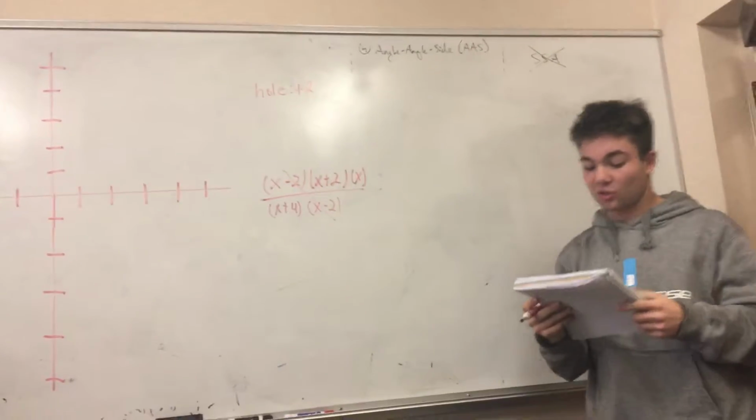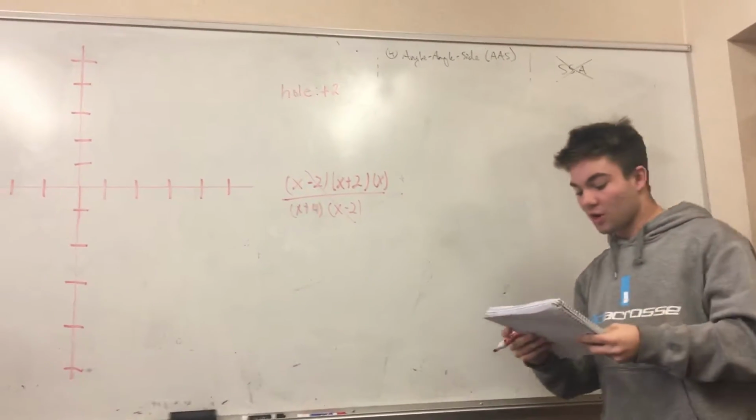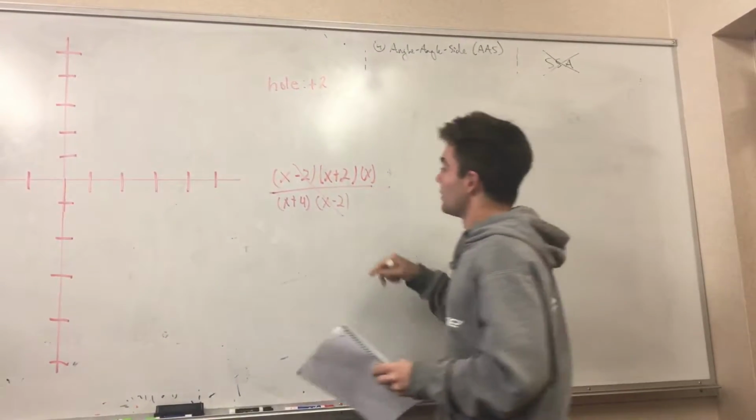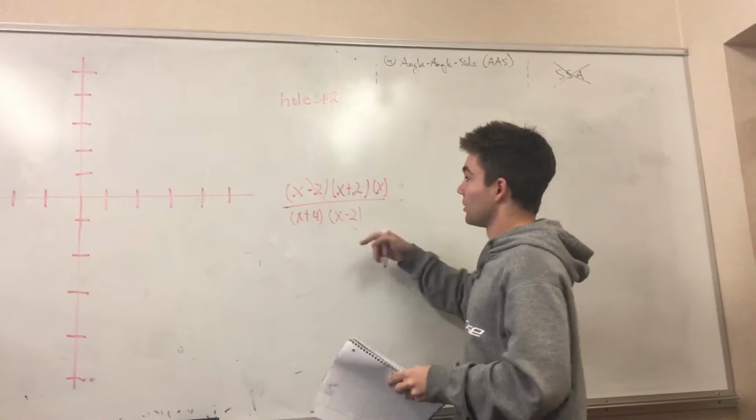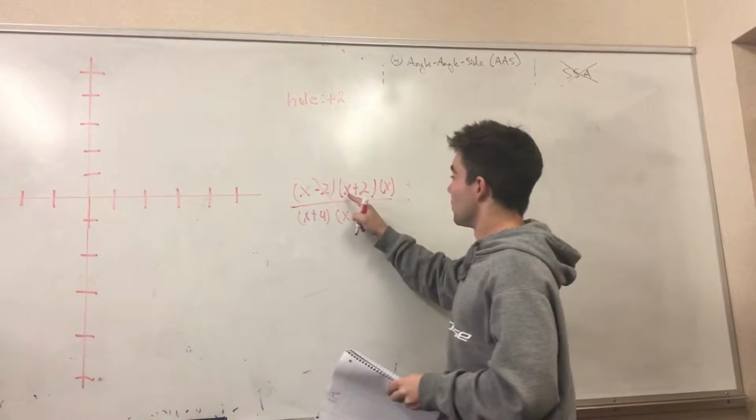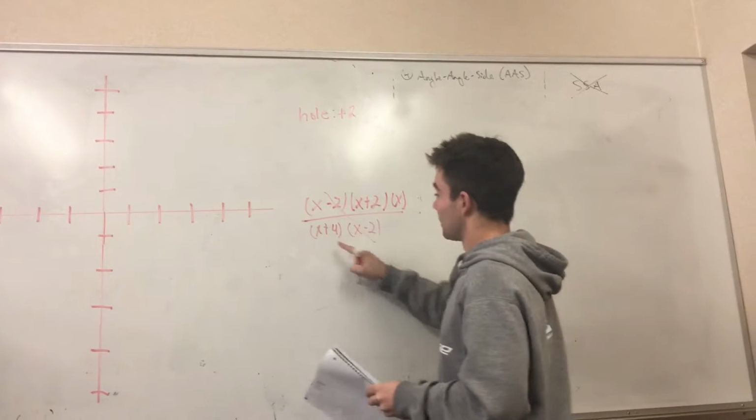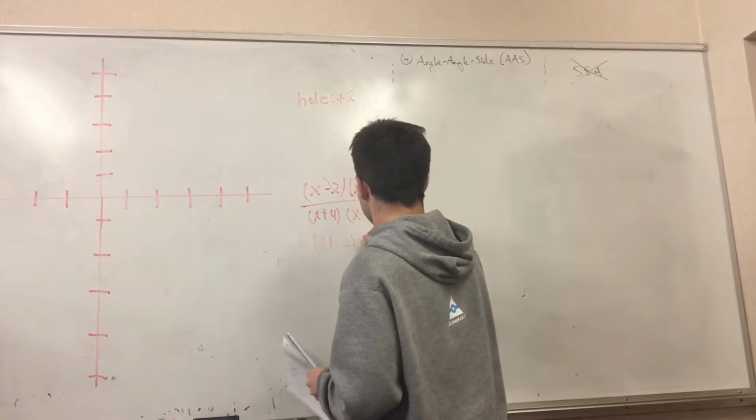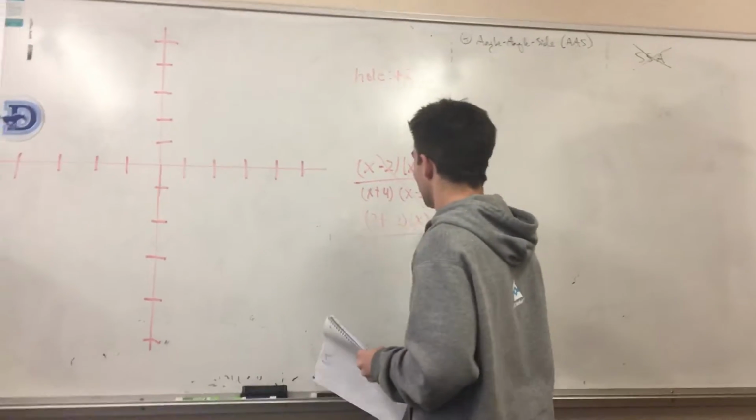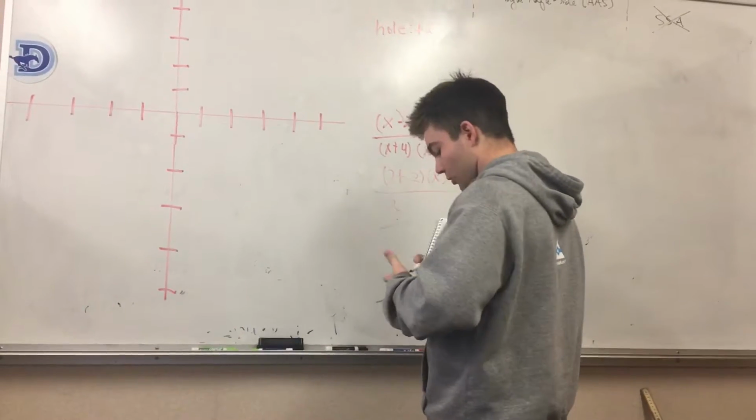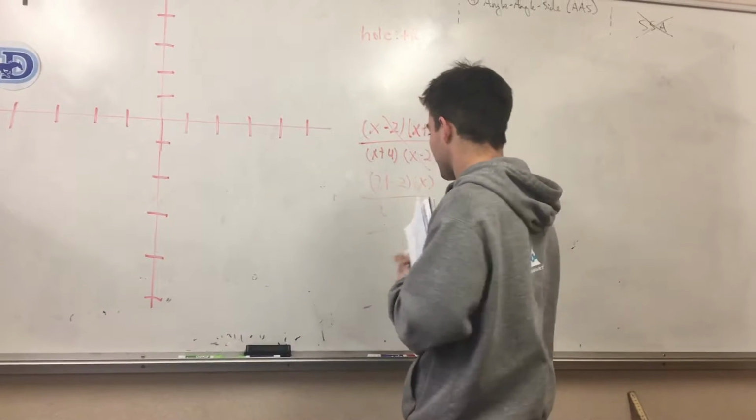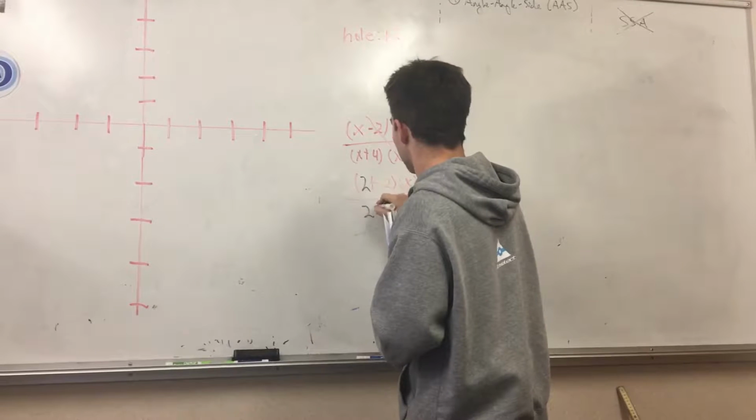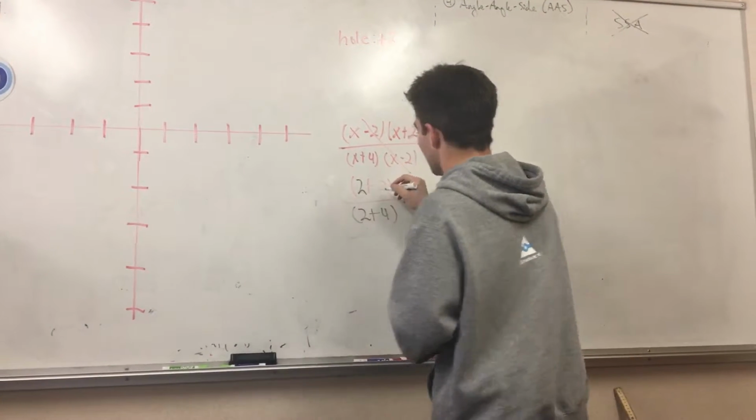Now we want to find the y of our hole. The way we do that is we plug this into our equation. We're not going to plug it into the things that we took out. We just plug it into x plus 2, x, and then x plus 4. So we have 2 plus 2 times 2 over 2 plus 4.